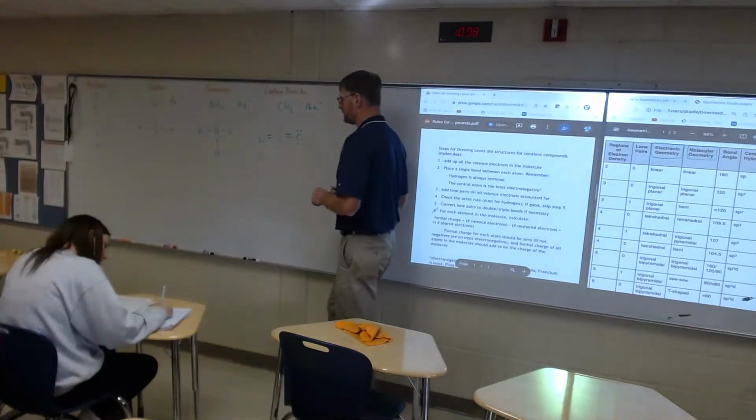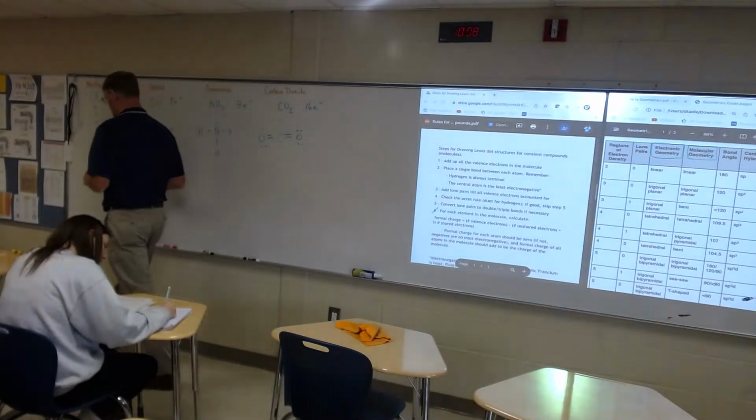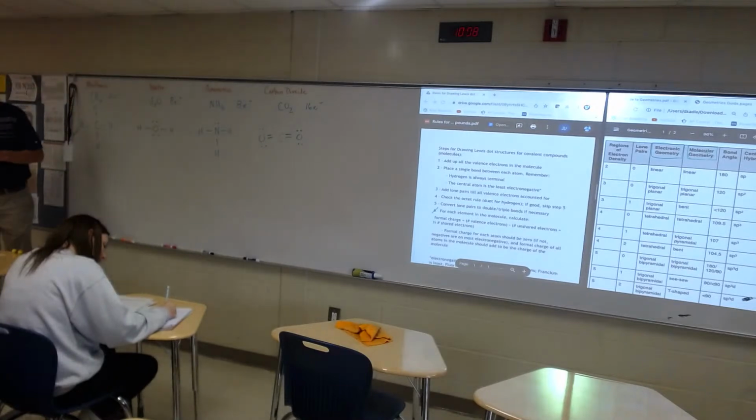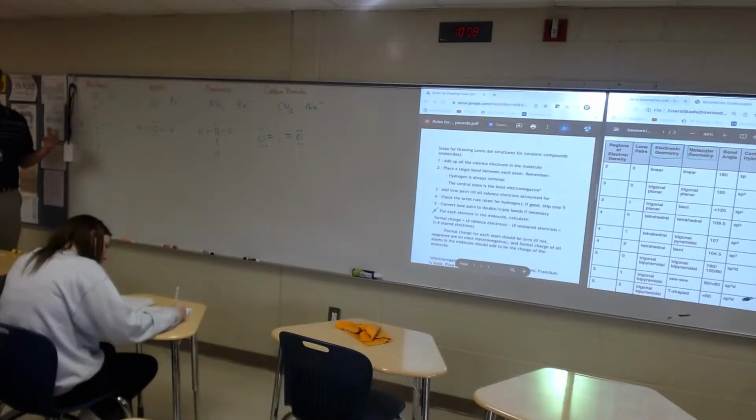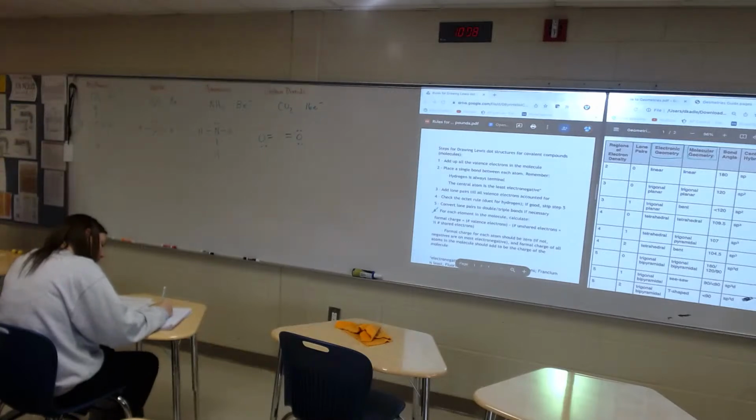What we're going to learn to do here, very simple thing, is count the regions of electron density. The AP exam likes to call them electron domains, but regions of electron density is what it was called forever. So what is a region of electron density? It's either a single bond, double bond, triple bond, or a lone pair. Pretty simple thing to count, okay?